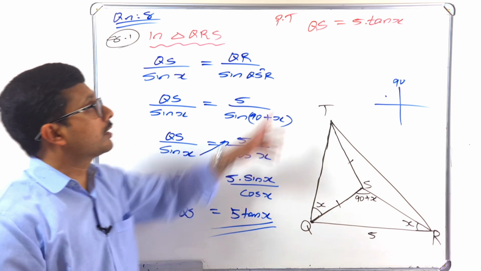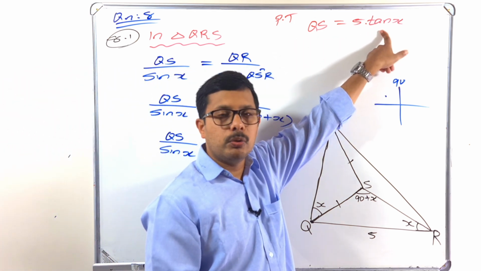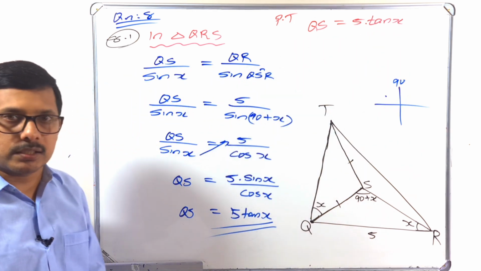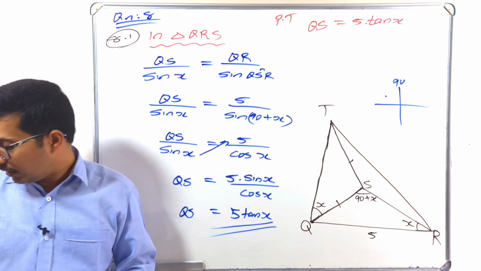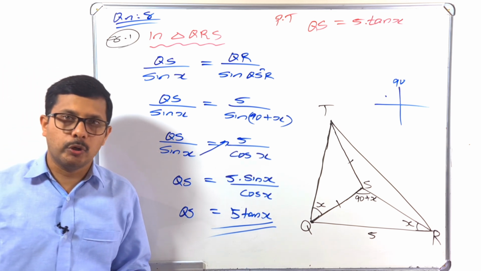So look at this. That is what we want to prove: QS is equal to 5 tan x. So that is question number 8.1. Now let's move to question number 8.2.